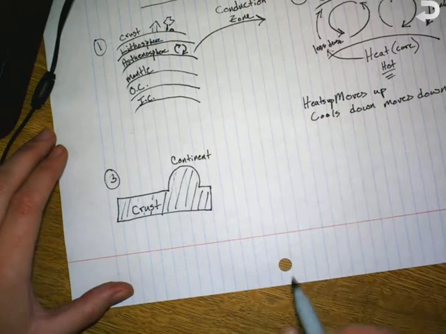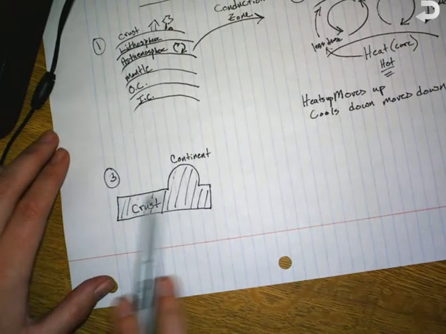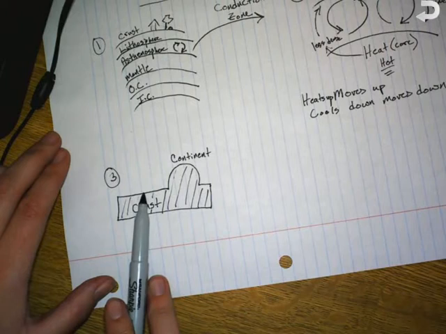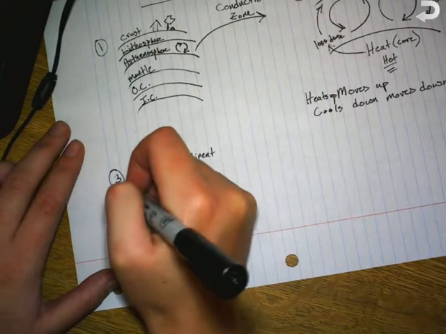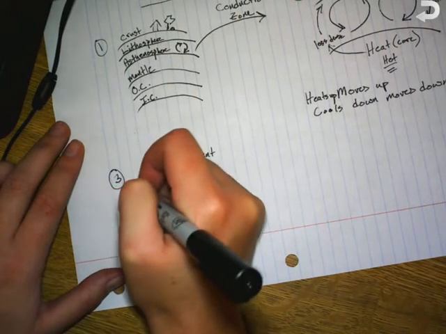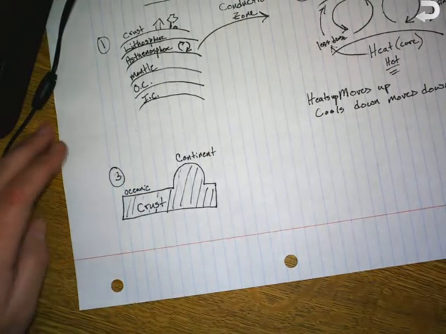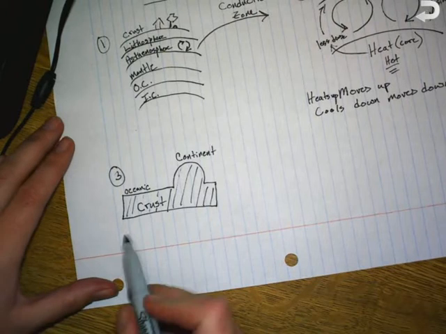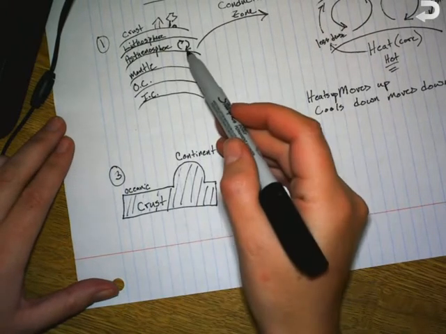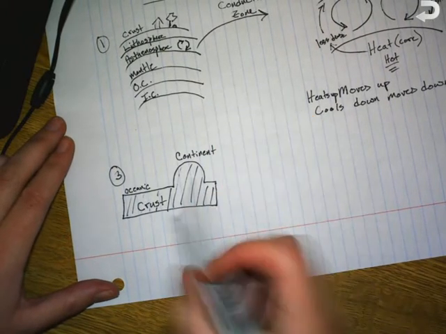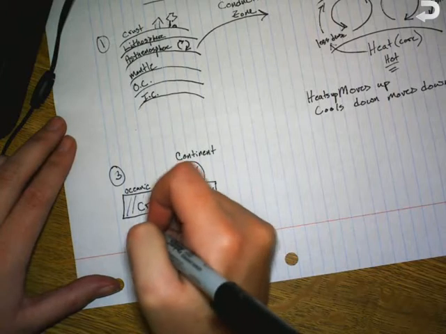So if this were the crust, this guy right here is your continent. So all this low-lying stuff down here is your oceanic crust. That's a beautiful drawing.